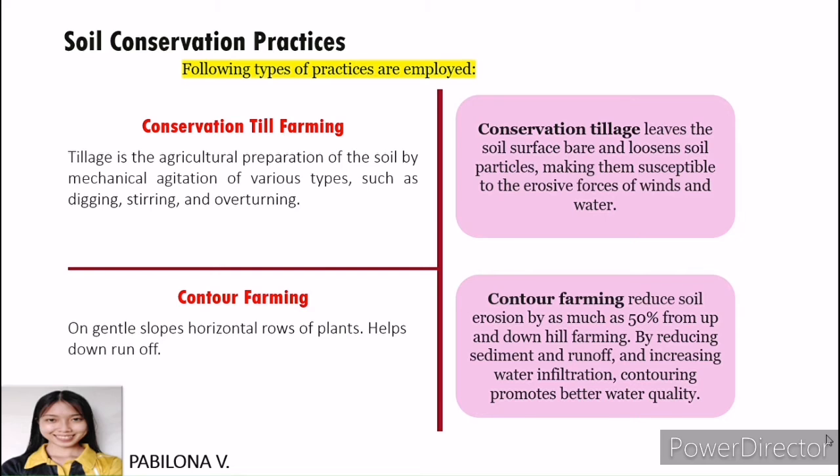Contour farming. On gentle slopes, horizontal rows of plants help slow down runoff. Contour farming reduces soil erosion by as much as 50% compared to up and downhill farming. By reducing sediment and runoff and increasing water infiltration, contouring promotes better water quality.